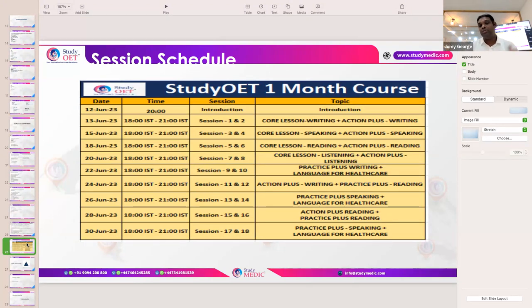Then the 14th, group activity, 15th, direct, 16, 17, group activity, 18th, direct, 20, 22, 24, 26, 28, 30. Again, direct sessions, with group activities in between, including core, action, practice, language for healthcare, and mock. This is a perfectly tailored program. Hope it could be useful for all of you to crack your OET examination in the first attempt itself.